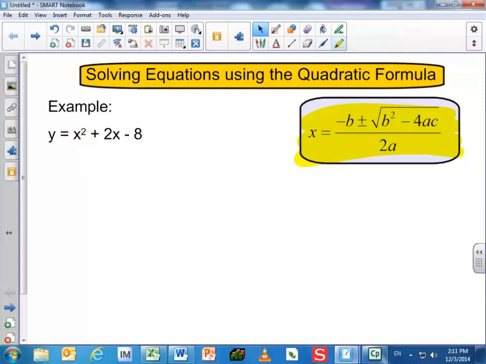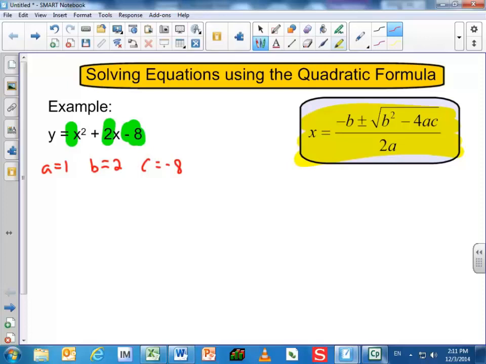Whatever you see that's in front of the x squared, whatever's in front of that, that is our a. So we say a equals 1. Whatever's in front of the x, in this case it's a 2, that is going to be our b. And the last number, the one that's all by itself, in this case it's a -8, that is going to be our c. Now c stands for constant. So our constant in this case is -8.